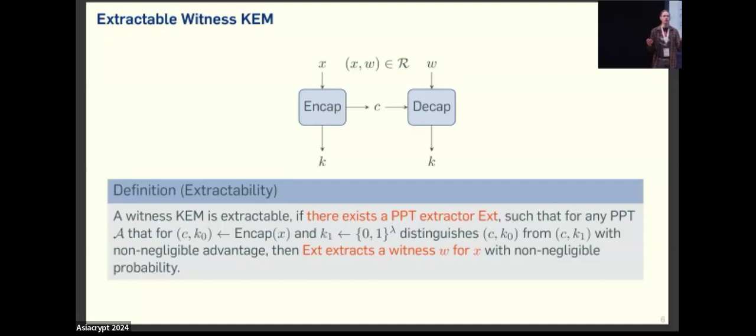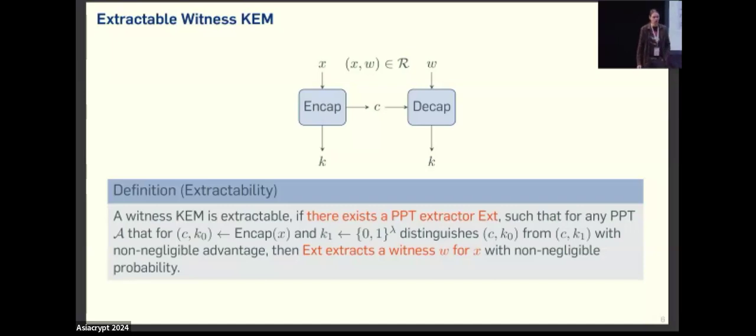And the security definition is, again, extractability. That means that a witness KEM is extractable if there exists an extractor such that for any adversary that can distinguish between encapsulations, between a ciphertext and the encapsulated key, and the same ciphertext and a random key with some non-negligible advantage, then the extractor can actually, again, extract a witness for x from this adversary.